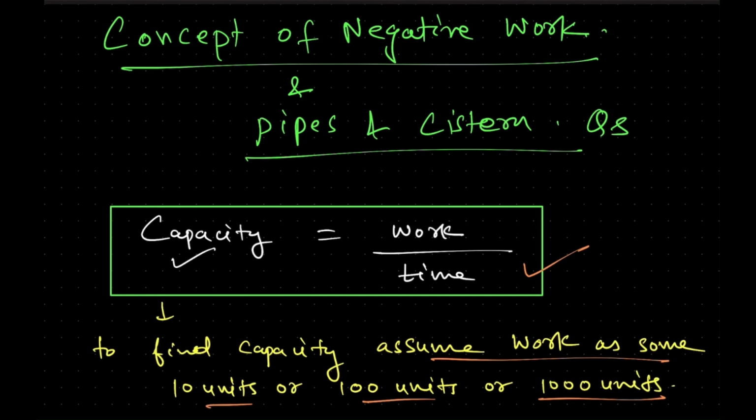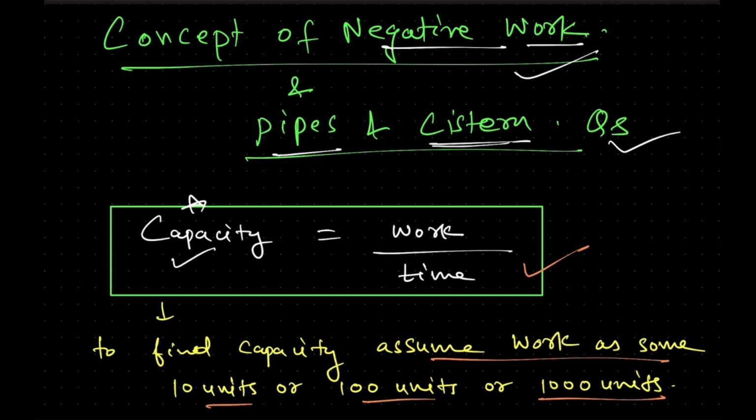So in the last video we saw the concept of work and time. Similar to that concept, there are two more concepts: the concept of negative work and pipe and cistern questions. We have seen that in such type of question, first we used to calculate the capacity, because it is the most important thing to make our question easy.